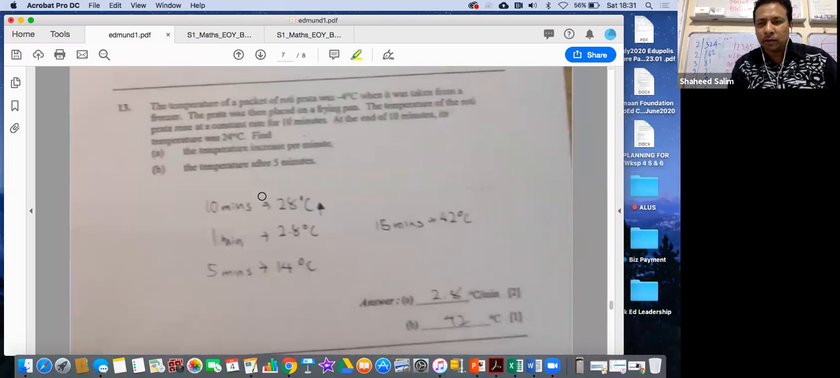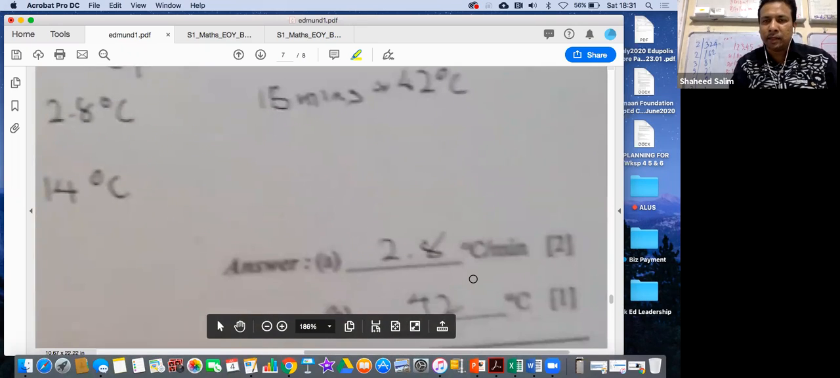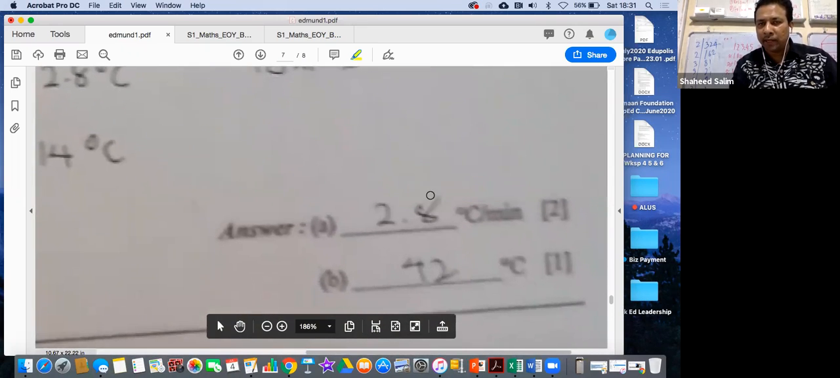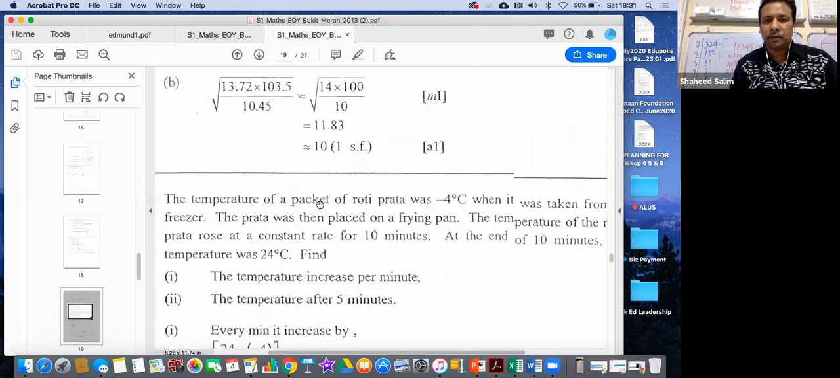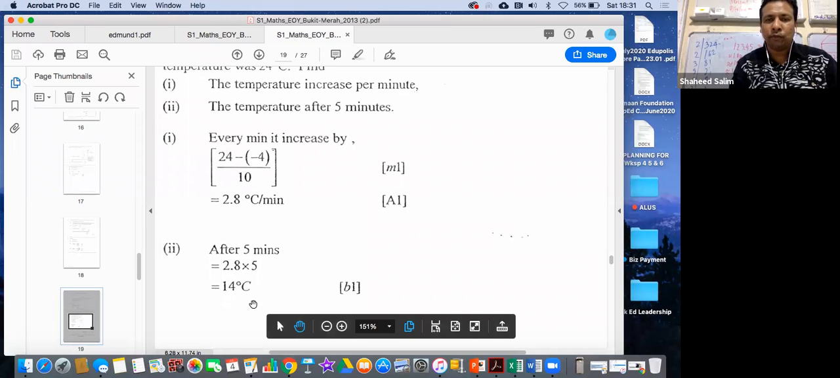The next one, 2.8 degrees Celsius. Is it 2.8? Yeah. And then 42. Let us see. 2.8, correct? And this one is 14. Okay, let us see now.